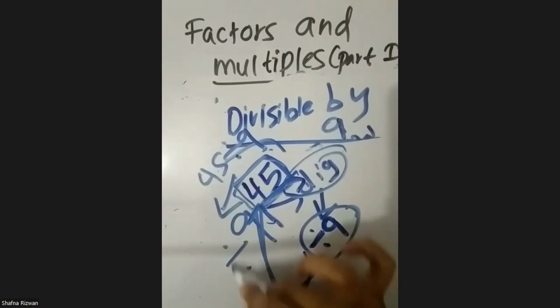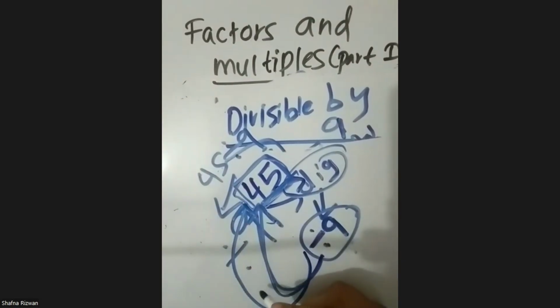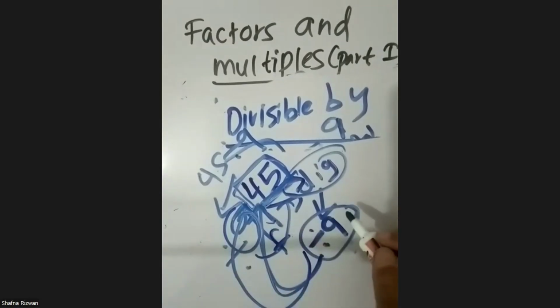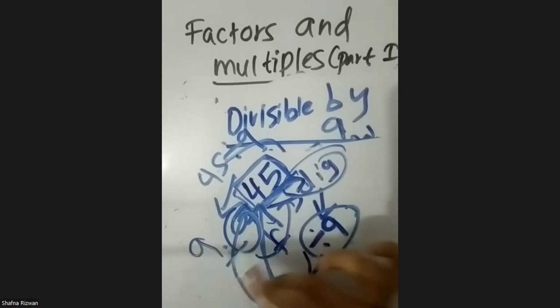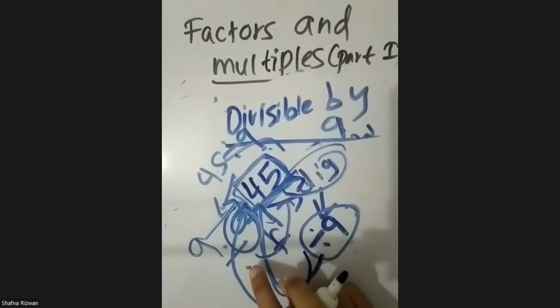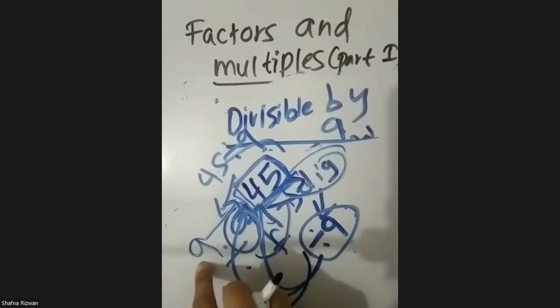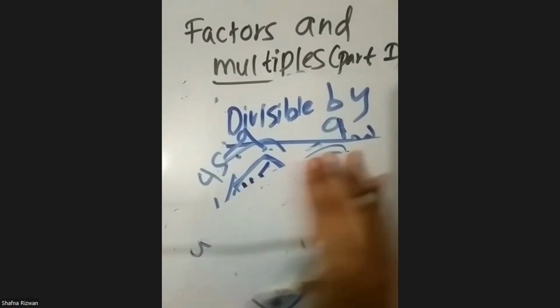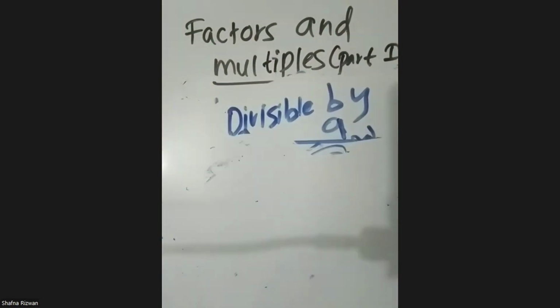When it is divisible by 9, you can also say that 9 is a factor of 45. This 9 is a factor of 45. When this number is divisible by 9, you can also understand that 9 is a factor of 45. Did you understand? Okay, let's do another example.